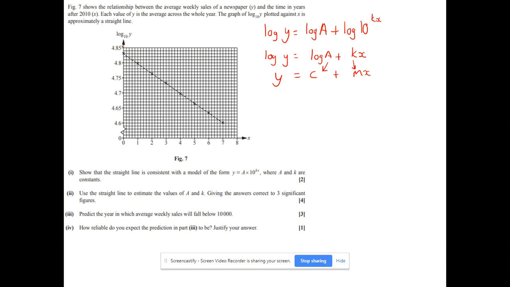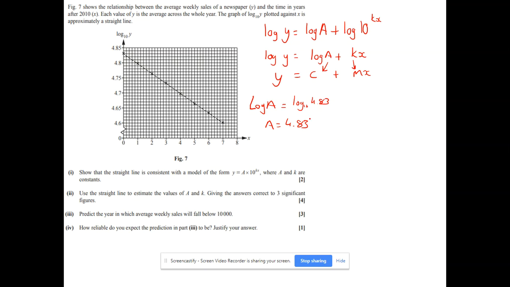So we're wanting the value of a, so log a is going to equal the c. So log a equals our c value, which is log 4.83, and now these are both to the base 10, which means that a just equals 4.83.